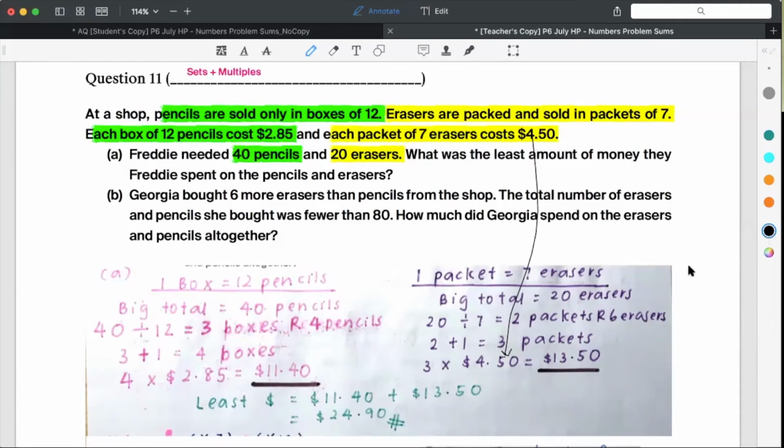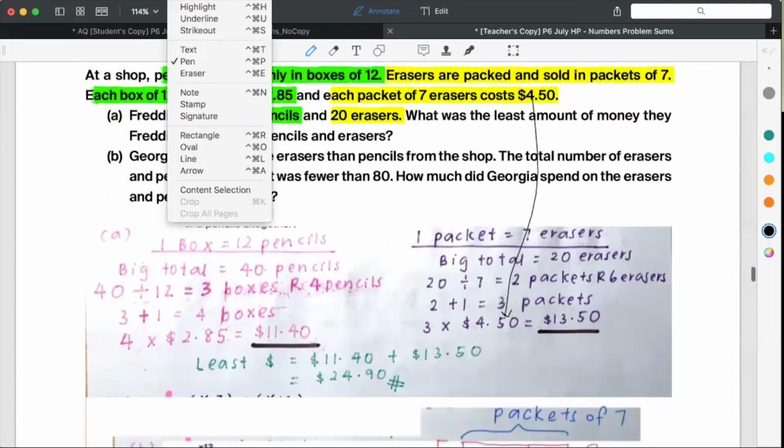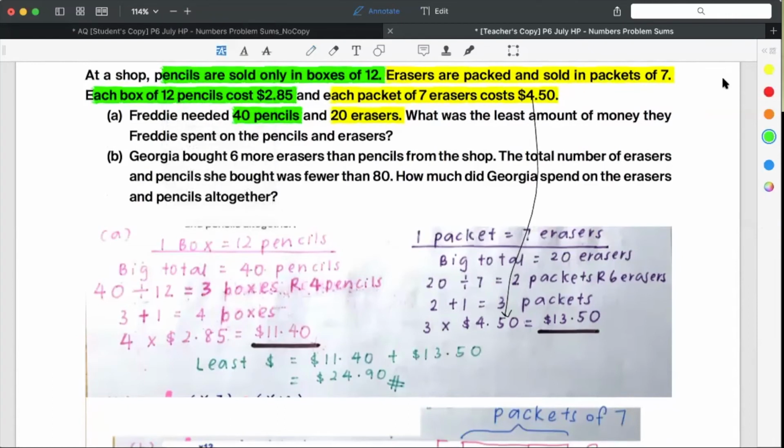Now, highlight this. You are given 6 more erasers than pencils. The total number of erasers and pencils she bought was fewer than 80. You are given a range, right? You're not given an actual value. So for this question, part B, I'm using the guess and check approach. Do take note, erasers are in packets of 7. Pencils are in boxes of 12. There are 6 more erasers than pencils from the shop.